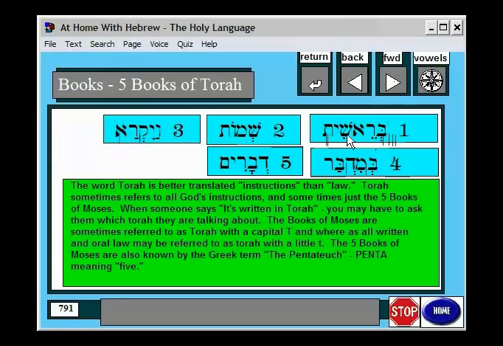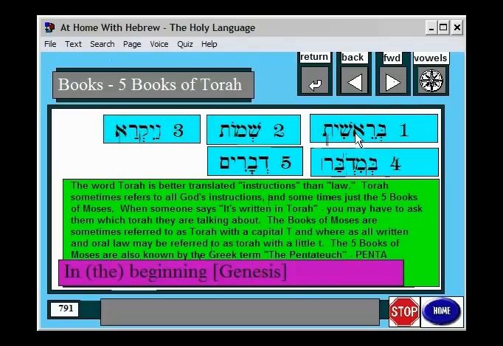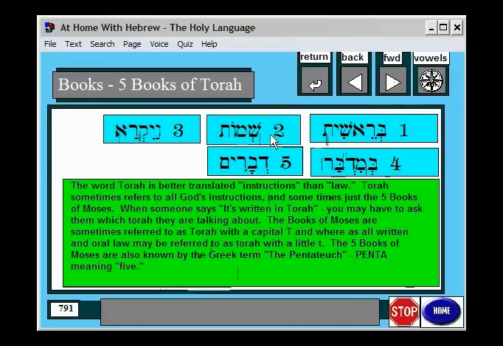This is Bereshit. So I left click. It tells me here how to pronounce it. Bereshit. Of course, the computer speaks it. I can right click, and it tells me what it means. In the beginning, which is the book of Genesis. And the second book of the Bible is Shmot. Okay, what does that mean? In Hebrew, it means names.